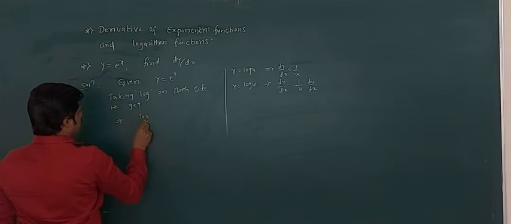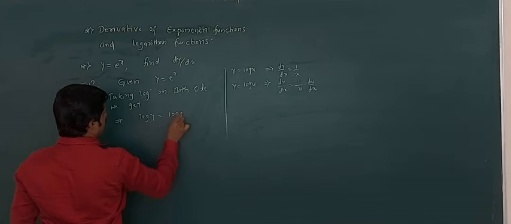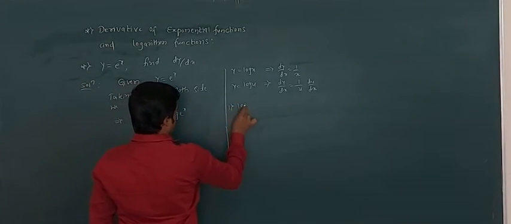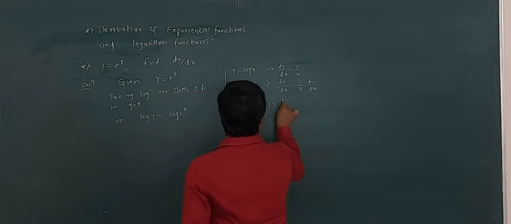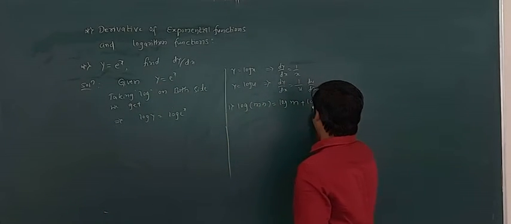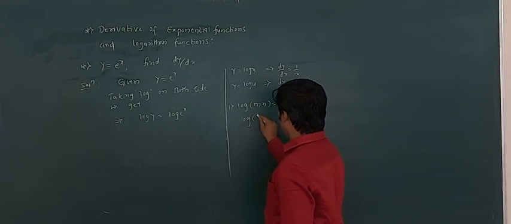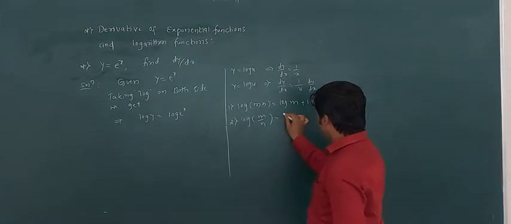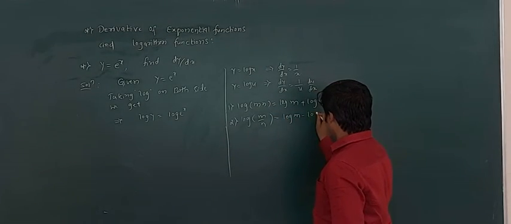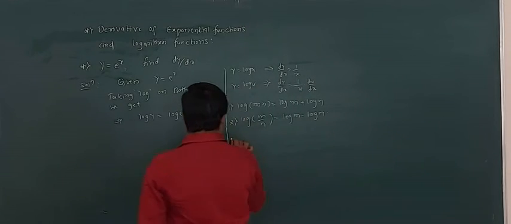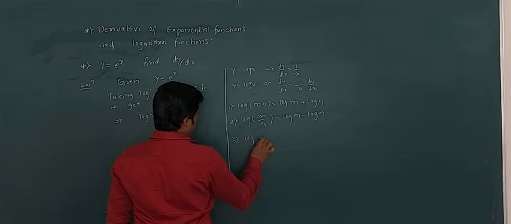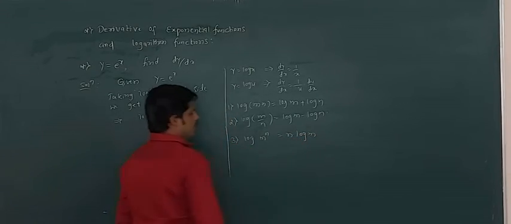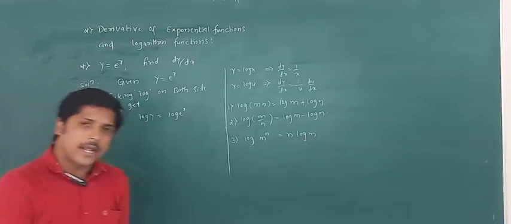On the LHS, log y is equal to log e to the power x, and also we know the properties of log. The first property is log of m into n is equal to log m plus log n, and the second is the quotient: log of m by n is equal to log m minus log n. And the third property, log of m to the power n is equal to n into log m. Here the base can be any base, common base, or e or 10.